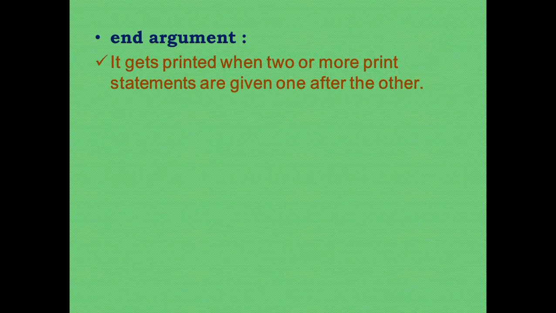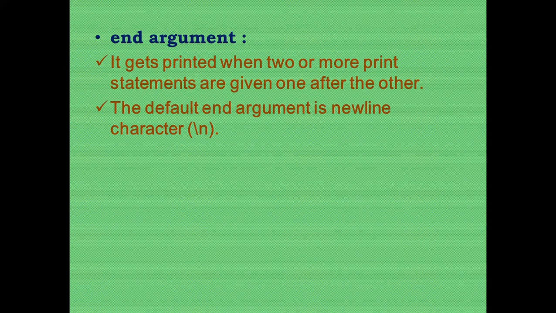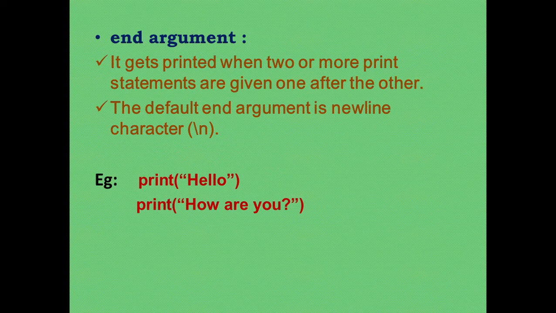The next argument is the end argument. If two or more print statements are given one after the other, this will get printed. The default end argument is the newline character. See the example, print hello, in the next line print how are you. So the output will be like this, in two different lines.